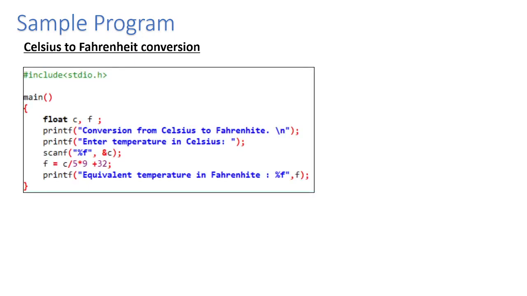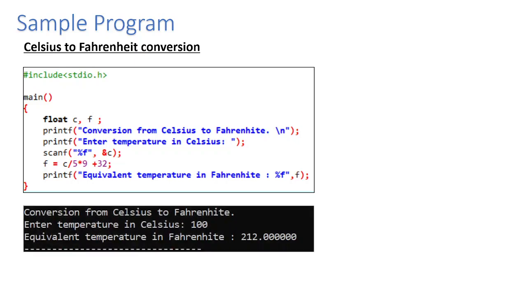Like, you take two float variables, C and F, and in C you take the temperature in Celsius. After that the formula is basically having multiple operators: C divided by 5 into 9 plus 32, and you will get the equivalent temperature in Fahrenheit. The output result will be like this. If you enter the Celsius value 100, it will give the temperature in Fahrenheit as 212.